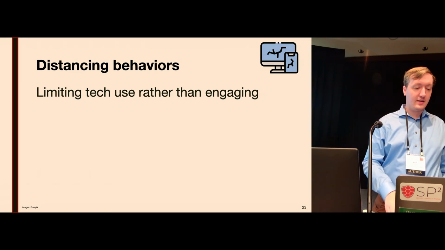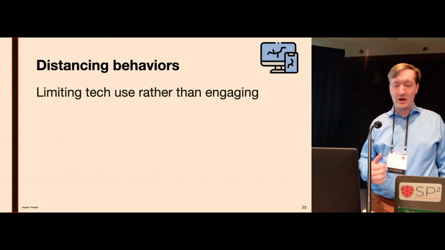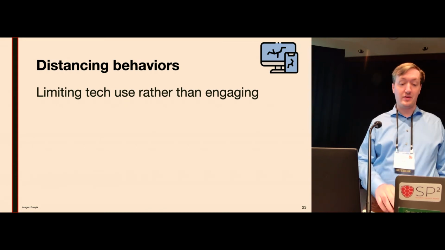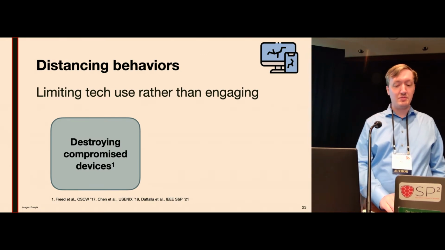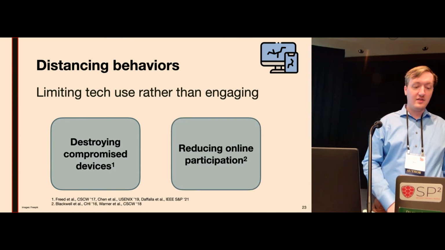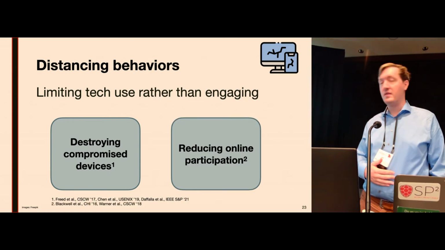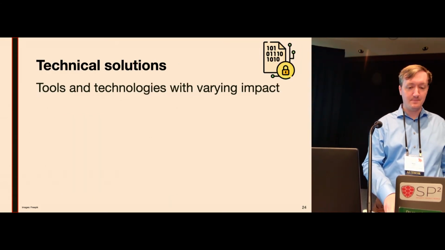The second category of protective practices was limiting technology use rather than engaging with other solutions, which was incredibly pervasive across our data set. Some examples included users physically destroying compromised devices when they did not know how to make those devices safe, and reducing online participation through self-censorship in order to protect themselves from abuse or perhaps heightened surveillance.